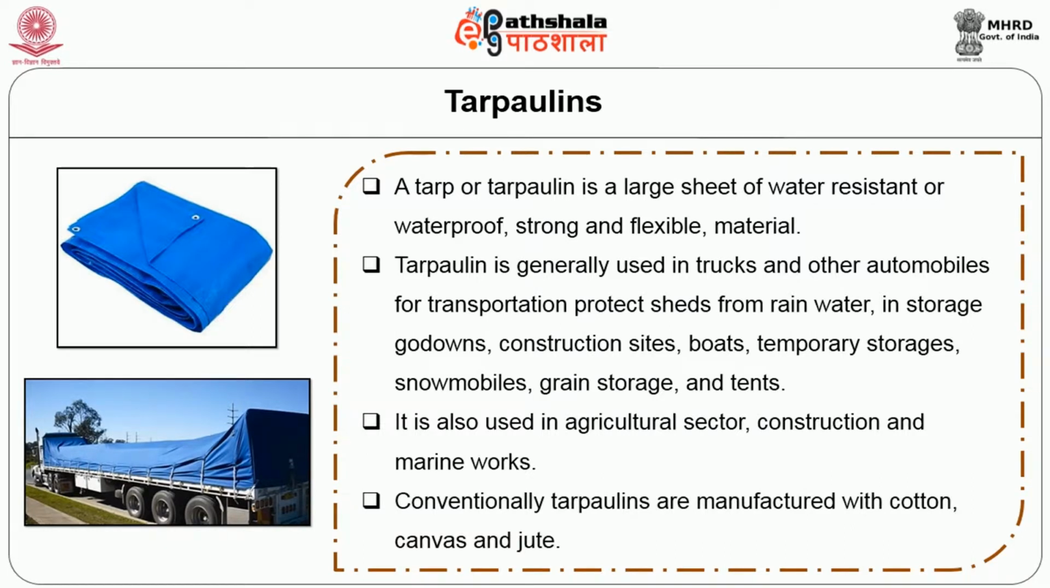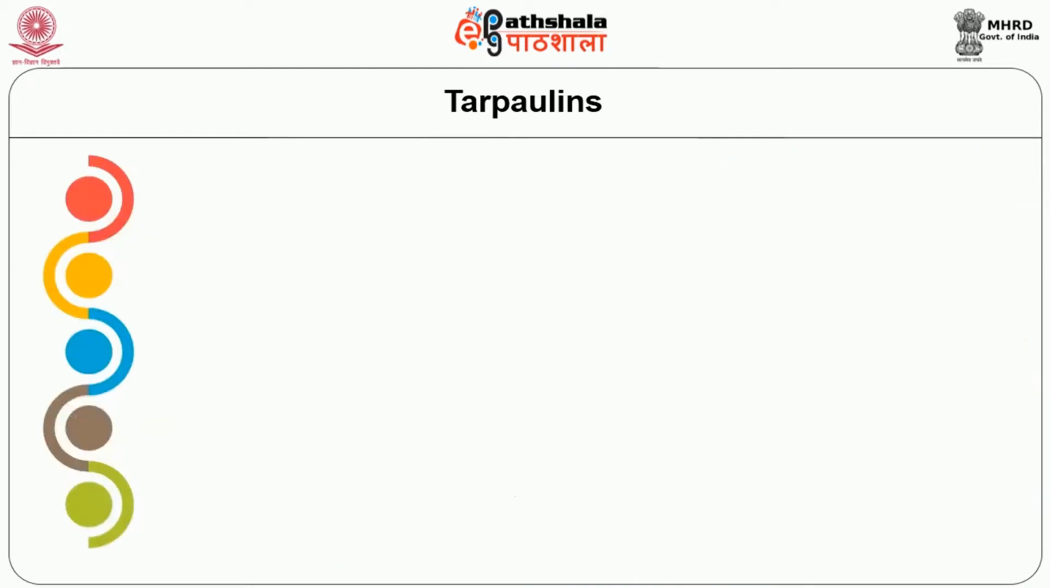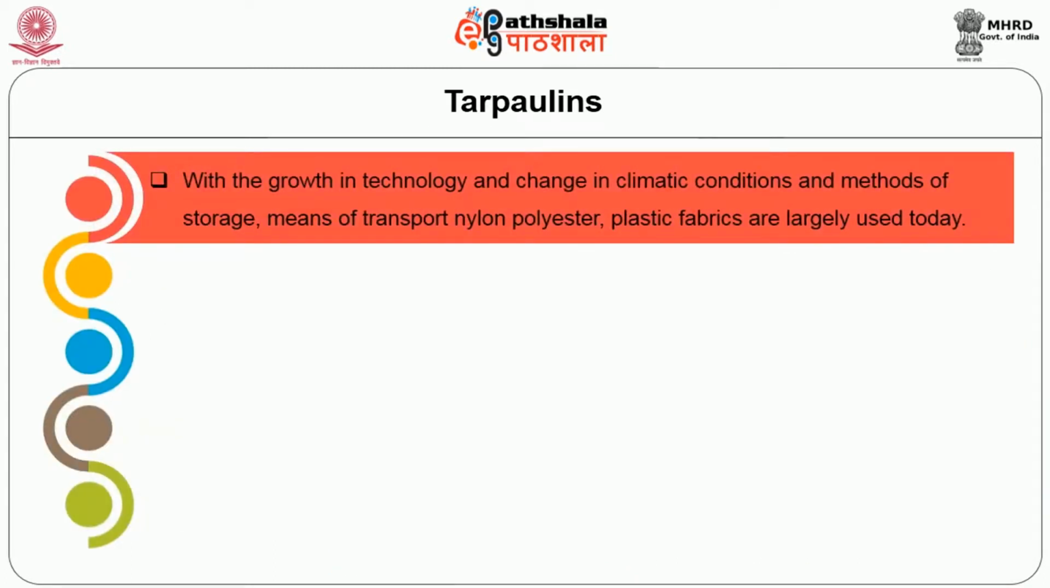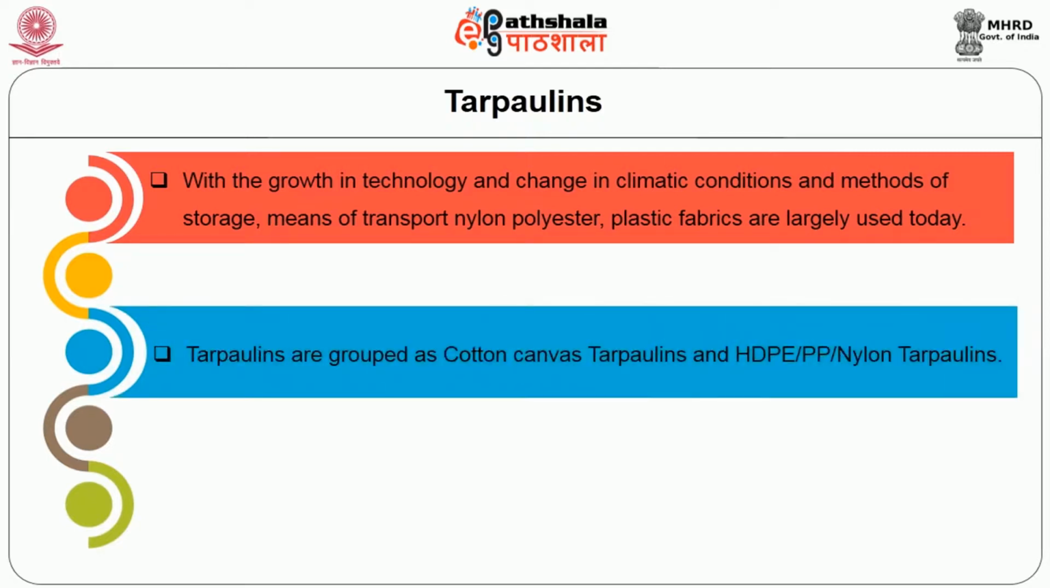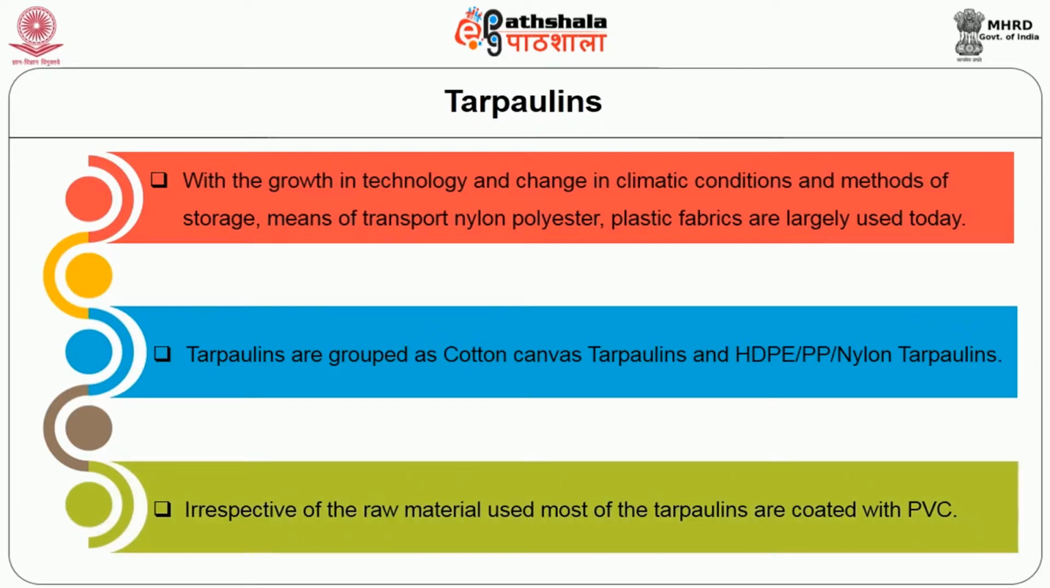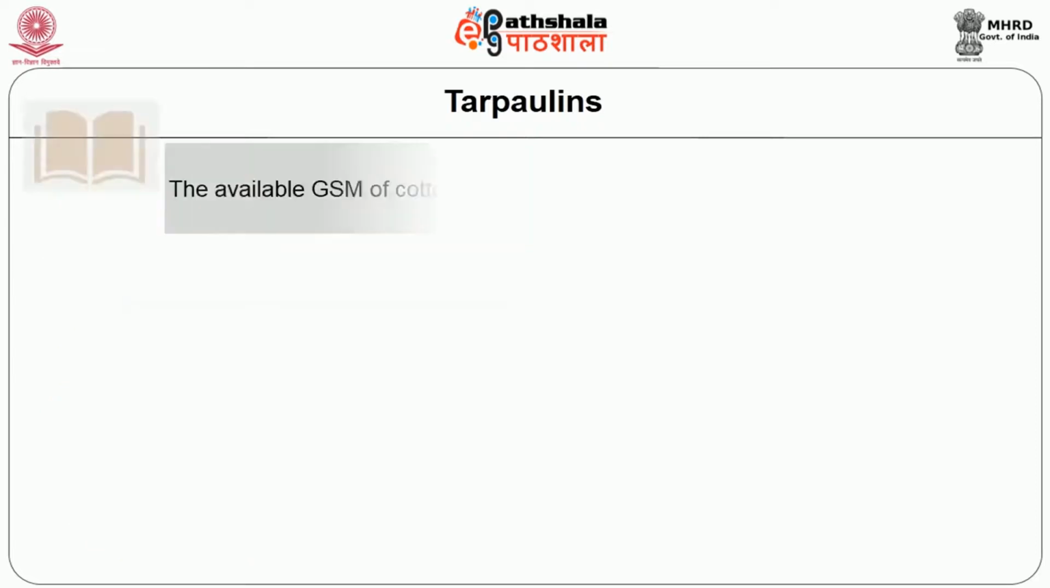Conventionally, tarpaulins are manufactured with cotton, canvas and jute. With the growth in technology and change in climatic conditions, methods of storage and means of transport, nylon, polyester and plastic fabrics are largely used today. Tarpaulins are grouped as cotton canvas tarpaulin and HDPE, PP, nylon tarpaulin. Irrespective of the raw materials used, most of the tarpaulins are coated with PVC.